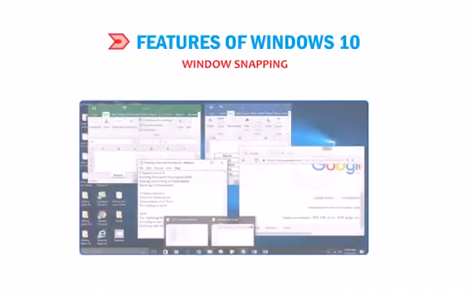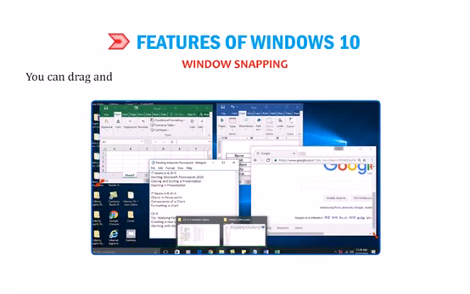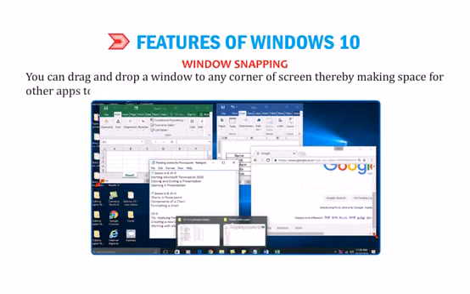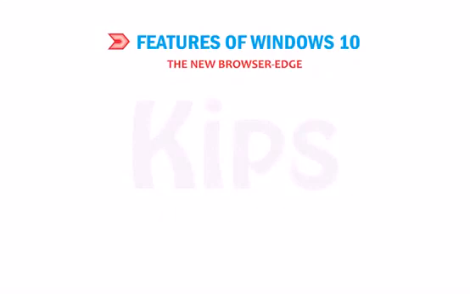Windows Snapping. This feature assists you to work with multiple applications on the same screen. You can drag and drop a window to any corner of the screen, thereby making space for other apps to be opened simultaneously. The new browser, Edge.